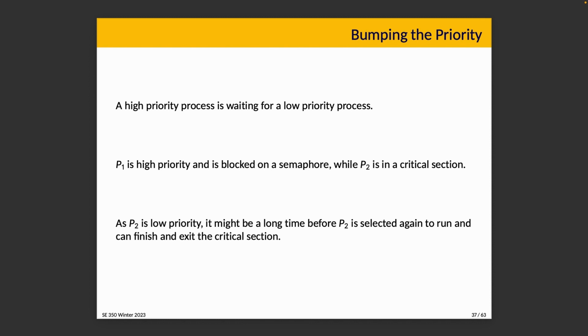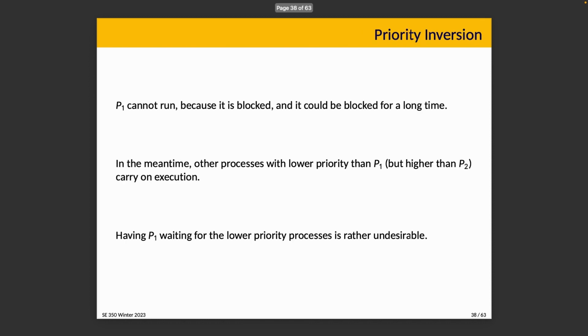It may be unavoidable, but it's undesirable, right? And this is frustrating, right? P1 can't run, it's blocked. Fine. In the meantime, some other process, P3, that has a lower priority than P1, but say higher than P2, carries on execution, and this isn't helping process P1 to run, which is something that should happen.